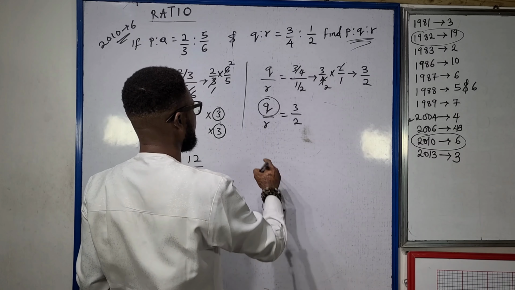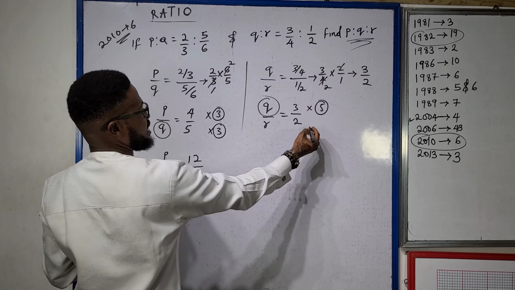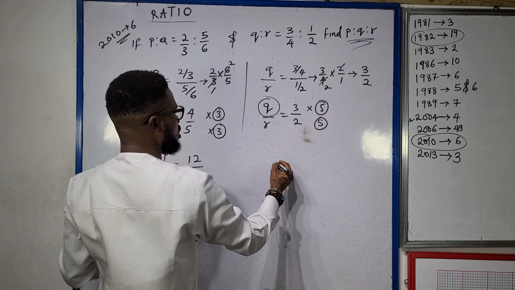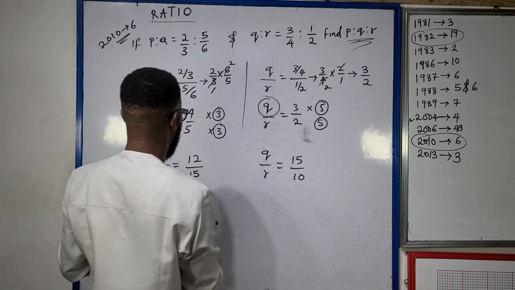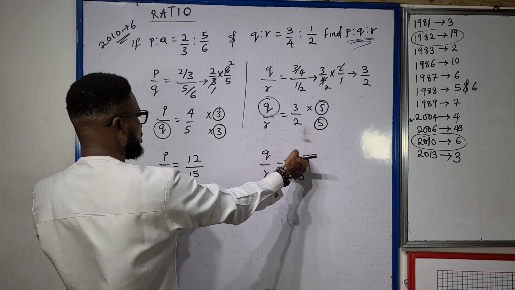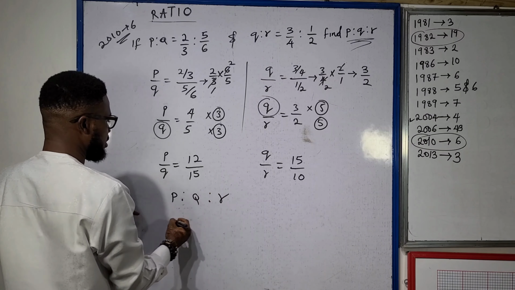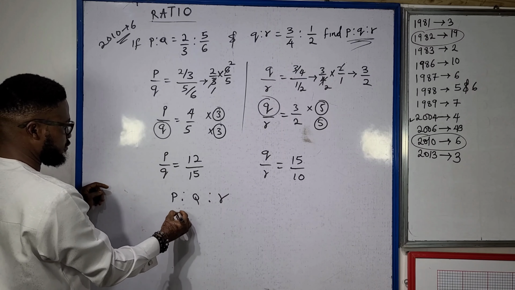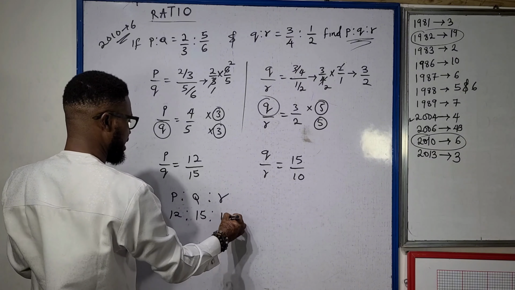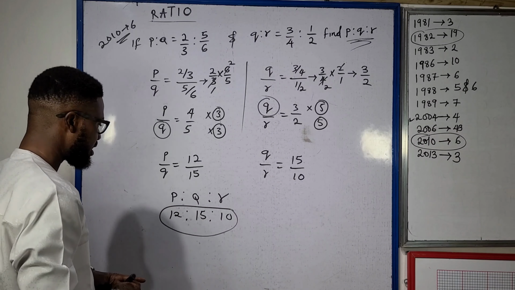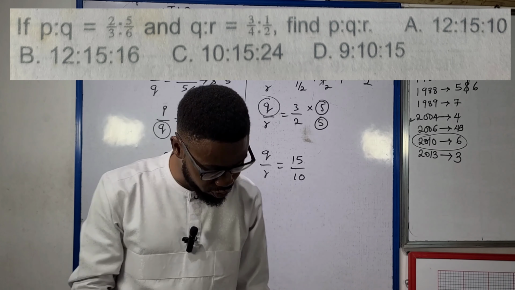And when I come here, I'll have to multiply this by 5. If I have multiplied this by 5, then I have to multiply this by 5 as well. So that Q over R is going to mean 15 over 10. That way, my Q here and my Q here, they are the same. So that I can say P ratio Q ratio R. My P here is 12. My Q here is 15. And my R here is 10. So this is the right answer. If you look at the options there, this is option A.